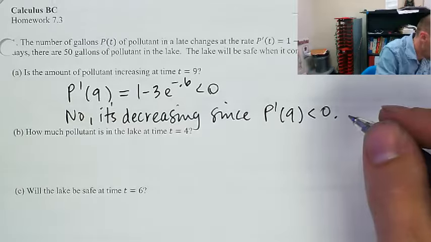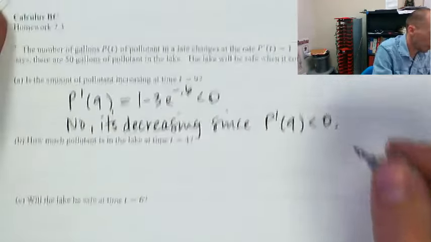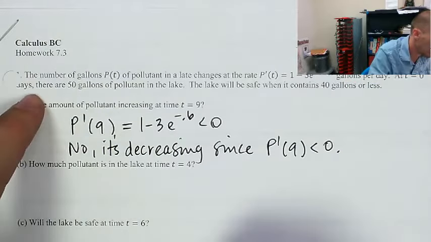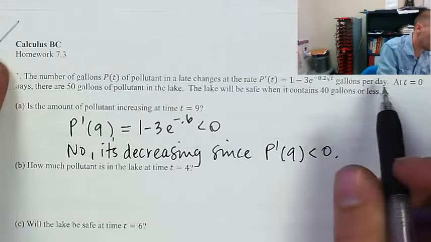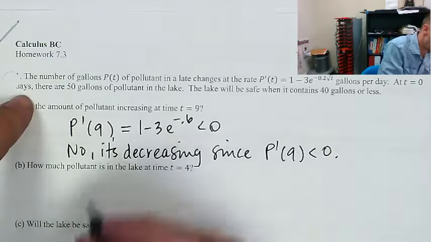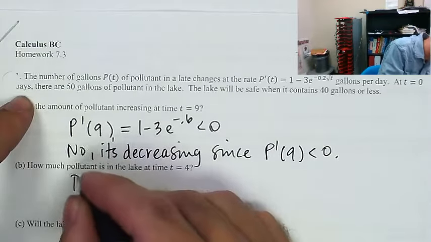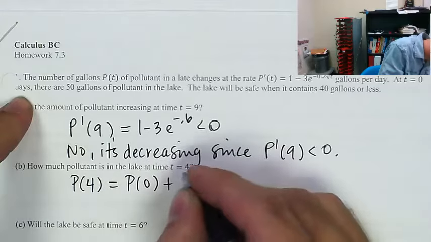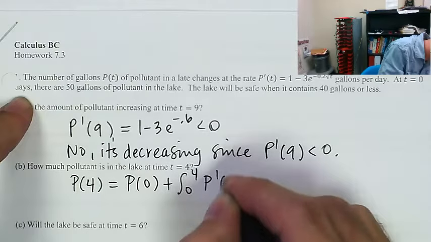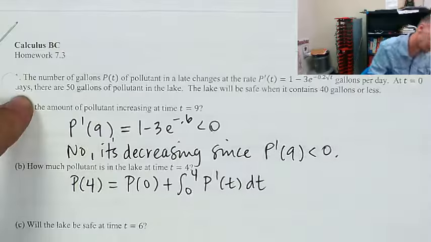Okay. How much pollutant is in the lake at time T equals 4? At T equals 0 days, there are 50 gallons of pollutant in the lake, so P of 0 equals 50. So P of 4 equals P of 0 plus the integral from 0 to 4 of P prime of T dt.